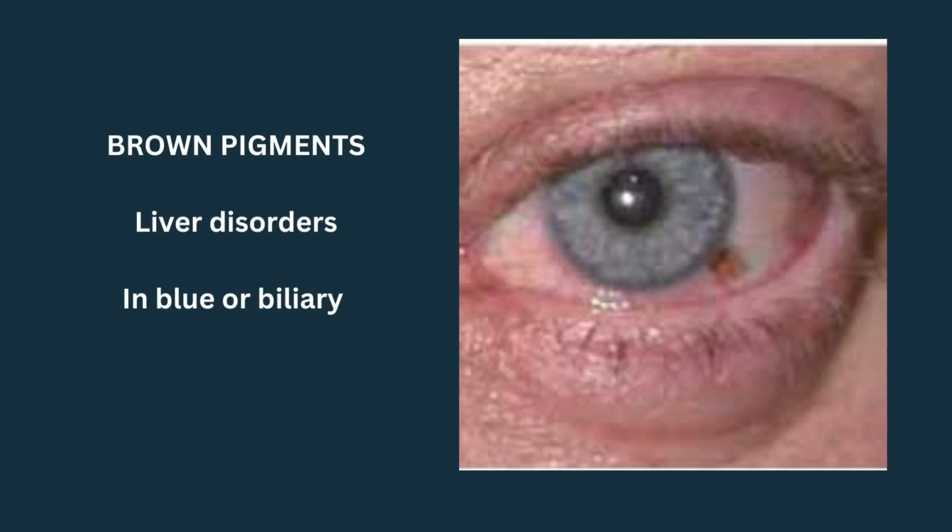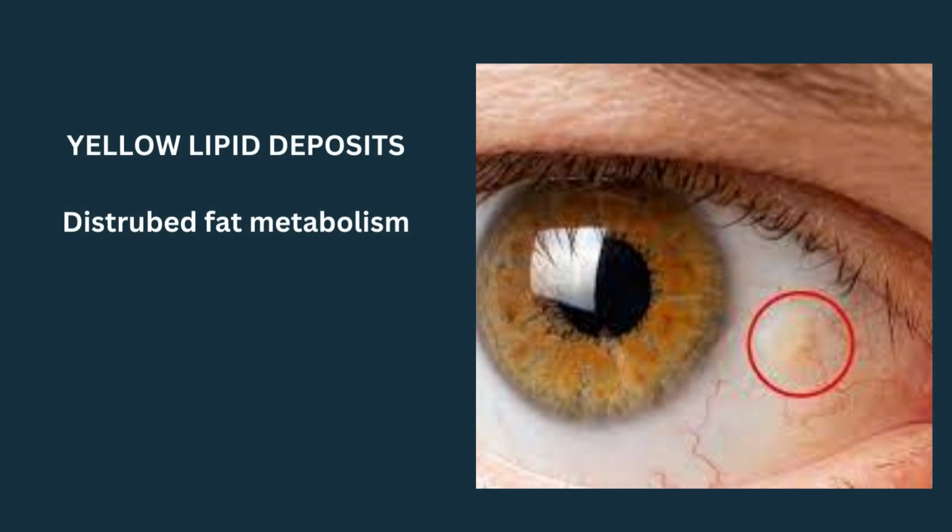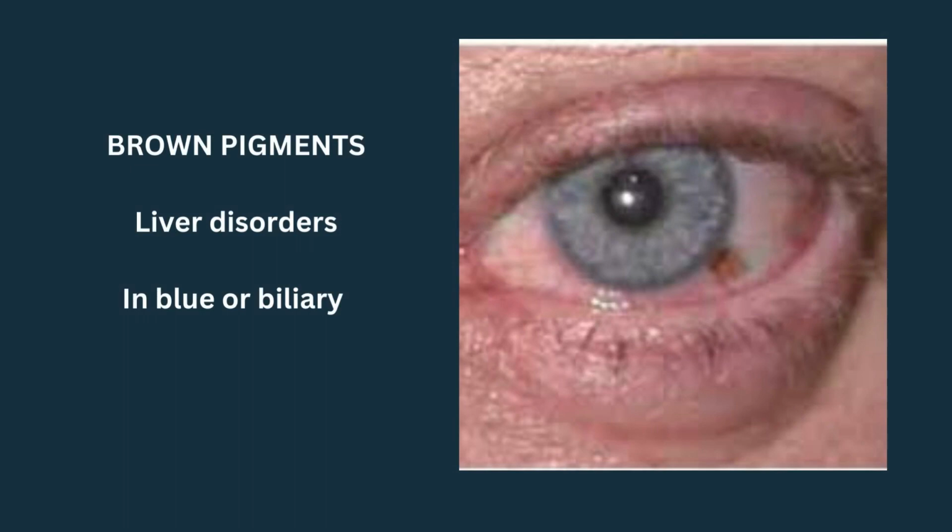Now, this is another pinguecula, but it's in a... well, let's go back for a second. Okay, so you see that there, that's yellow, and it's in the white of the eyes or the sclera. Let's go to this one. Okay, so now let's look at this brown pigment that's in the white of the eyes, in the sclera.